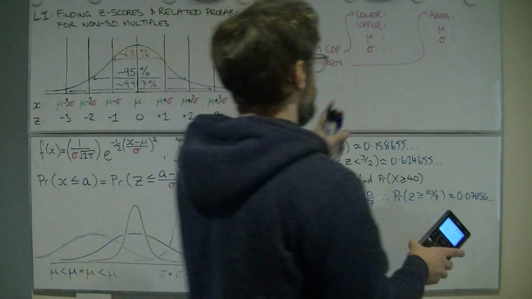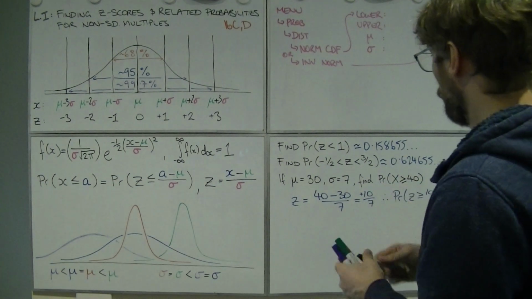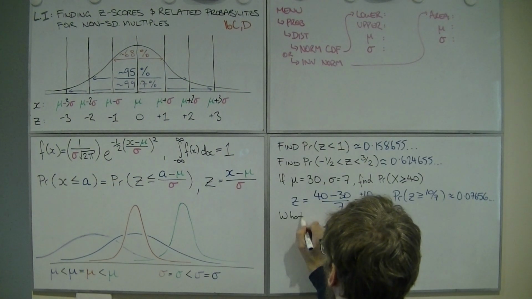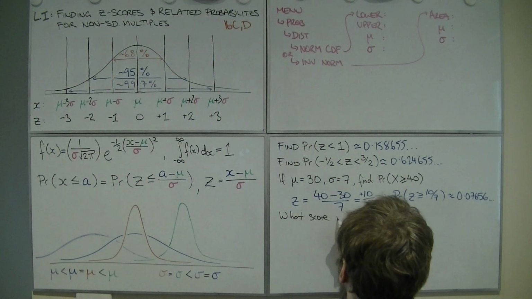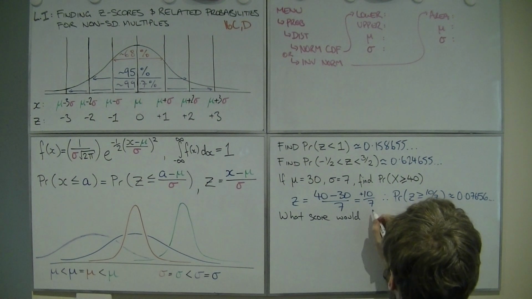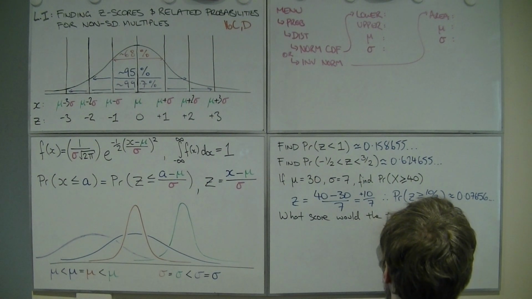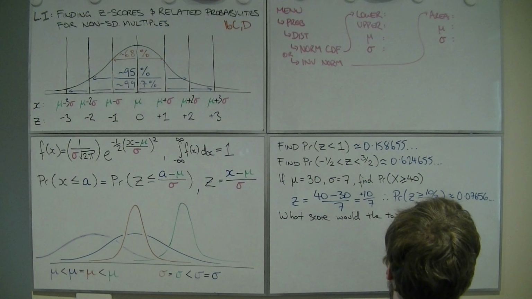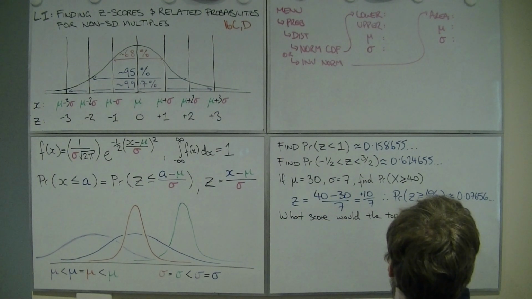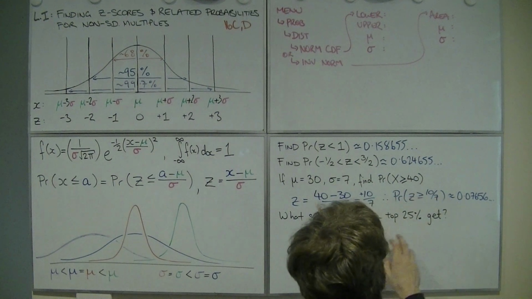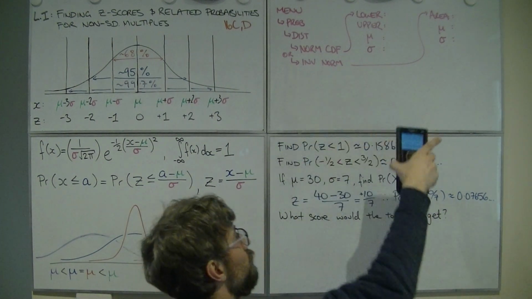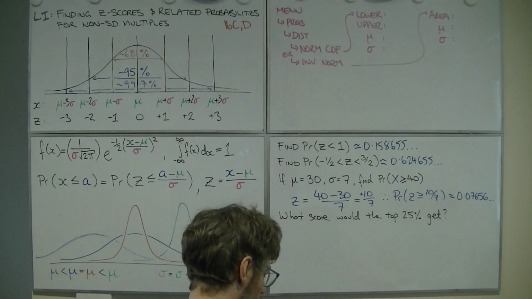Cool. We never said an inverse question. Oops. Okay. What score would, let's say, the top 25% get? Okay. So now we know the percentage, but we want to know what that score relates to. So now we're going to have to use the inverse normal to do that.